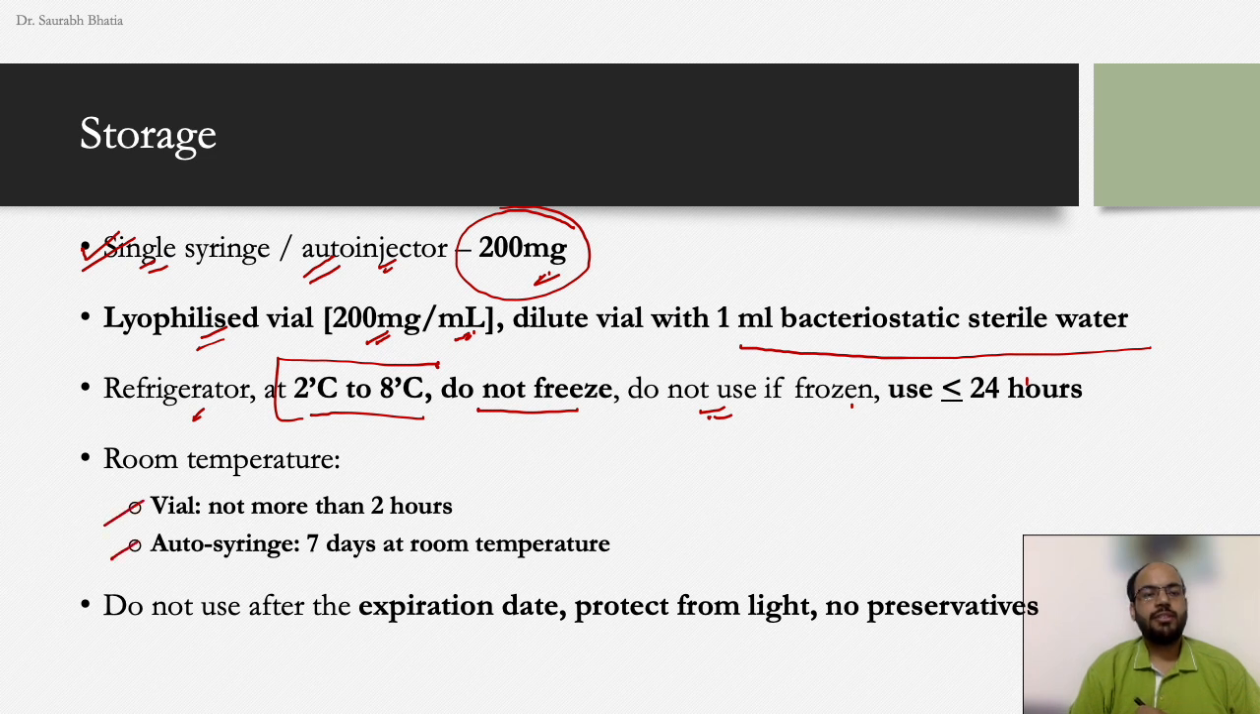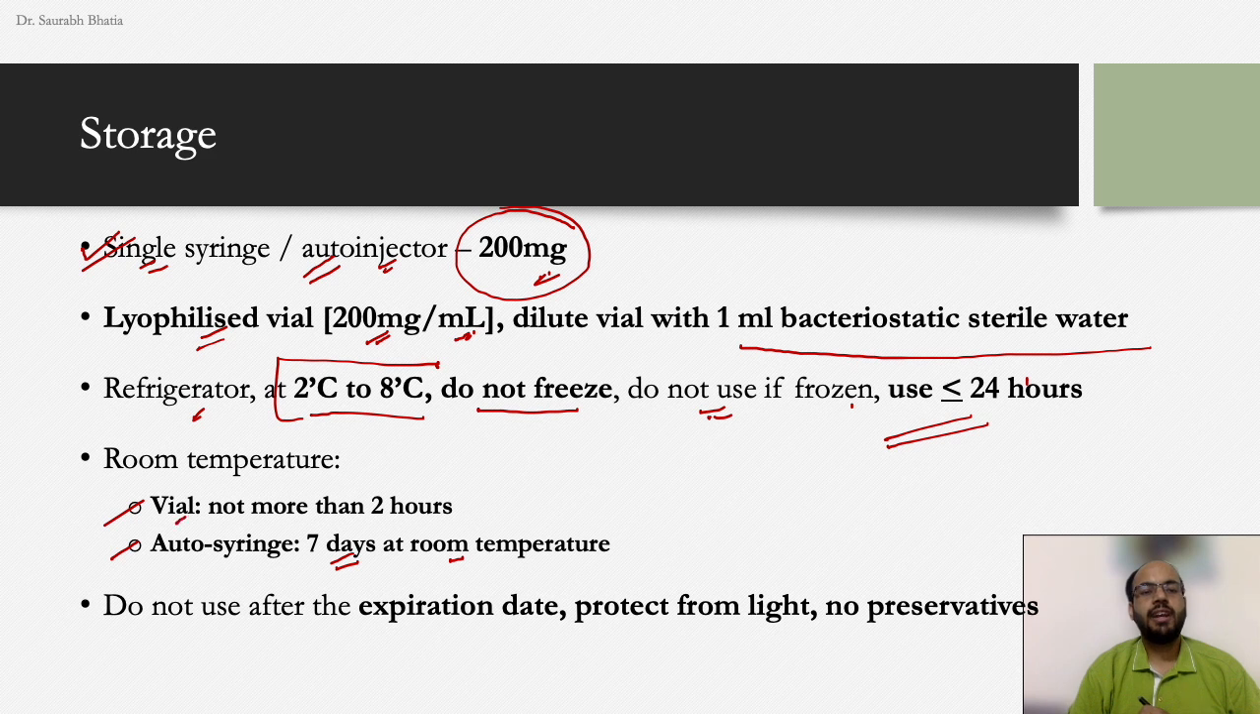Auto injectors, which are the most commonly available, can be stored at room temperature for 7 days at the most, if you want to use it, but the issue with that is that the efficacy is not as much and it does not have any preservatives. So the vial may get contaminated, and it is not at all advisable to use a vial which has been staying at room temperature. Better is to stick to the guideline, which is to use it within 24 hours.